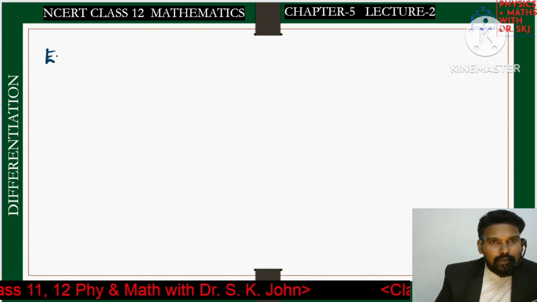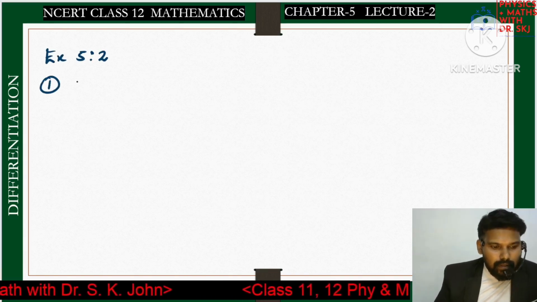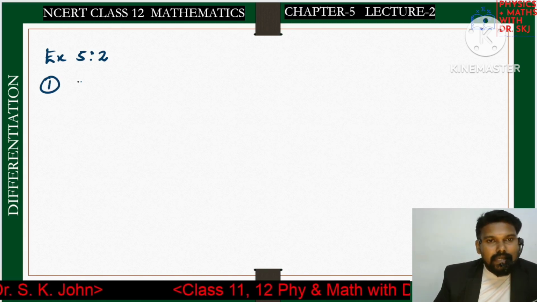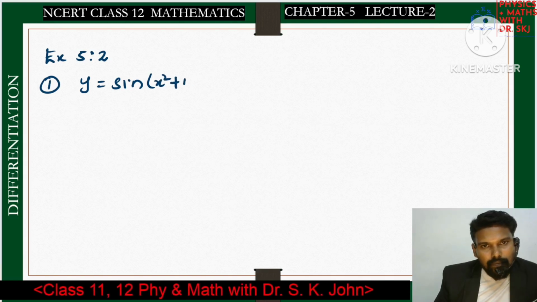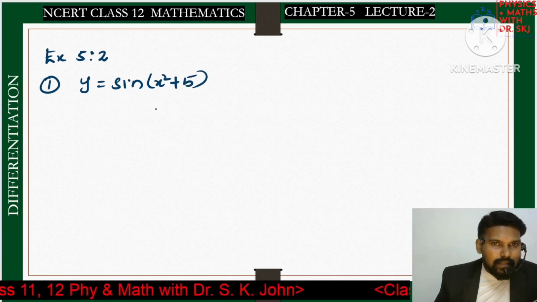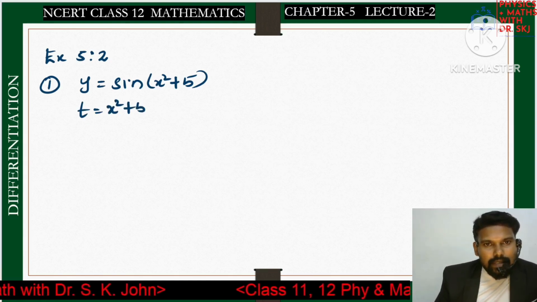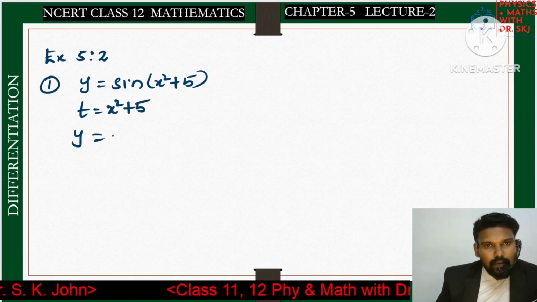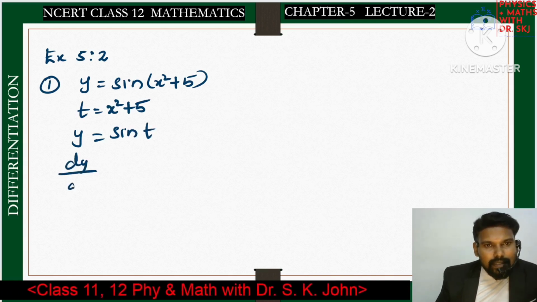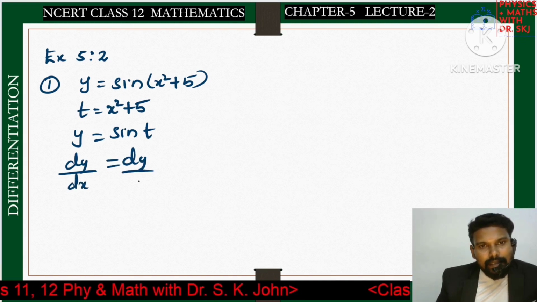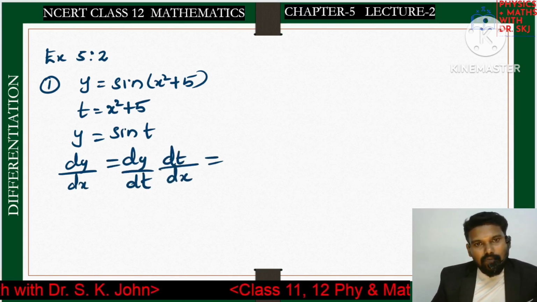Exercise 5.2, the first question. We have to differentiate sine of x square plus 5. Here what you have to do is take x square plus 5 as t. Then y is equal to sine t. Then dy by dx is dy by dt times dt by dx.